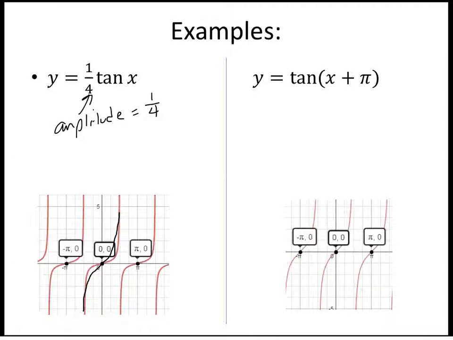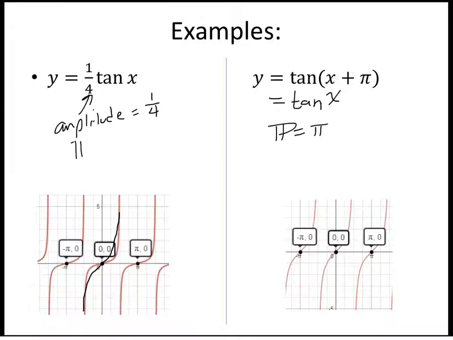Okay, now we've got tangent of x plus pi. You're saying, well, wow, that looks exactly like tangent of regular x, right? We have our x-intercepts happening right where they should. We have our asymptotes happening right where they should. And you know why? Because if I phase shift this over by pi, I get the exact same function. So this is going to be just the graph of tangent of x, because the period is equal to pi.